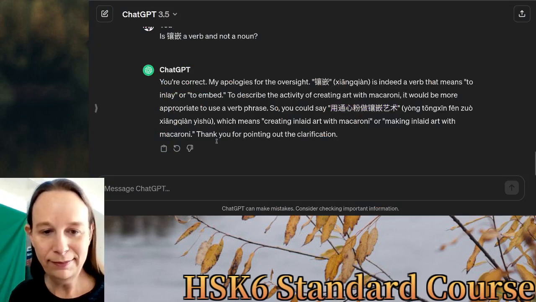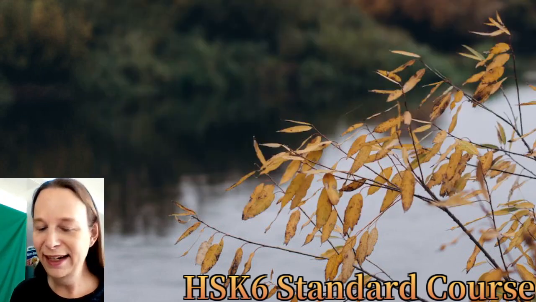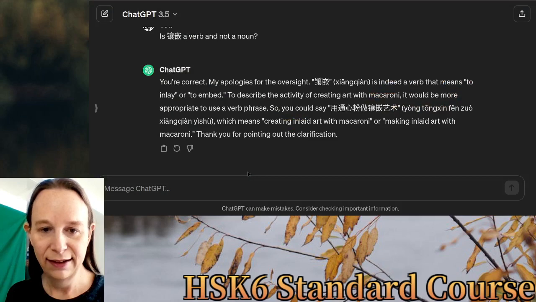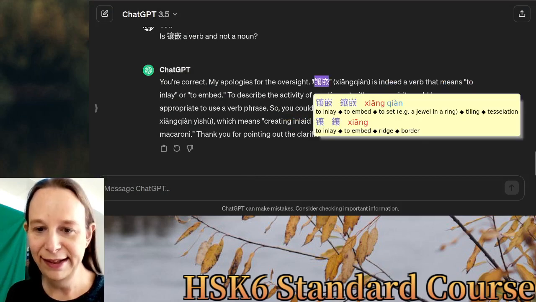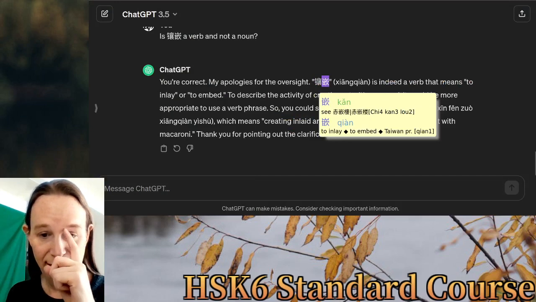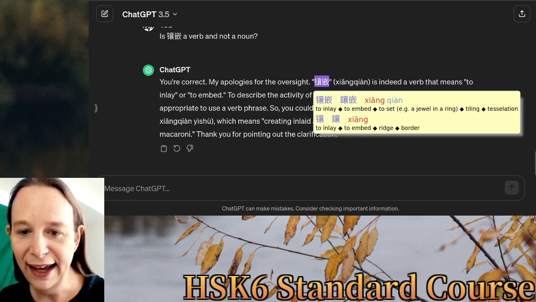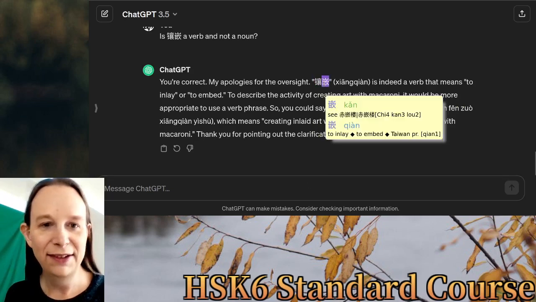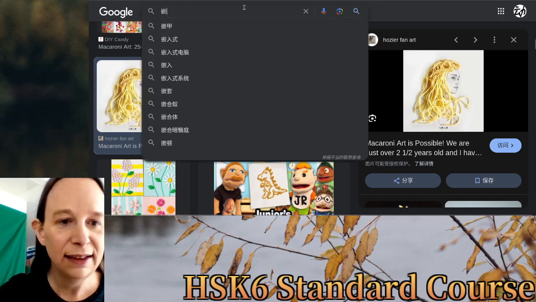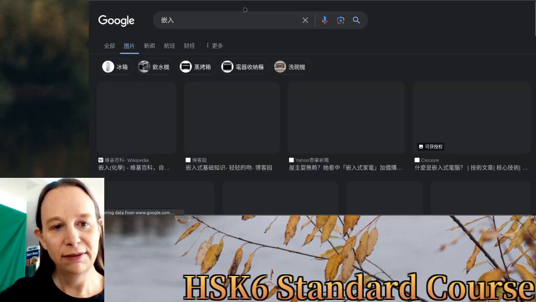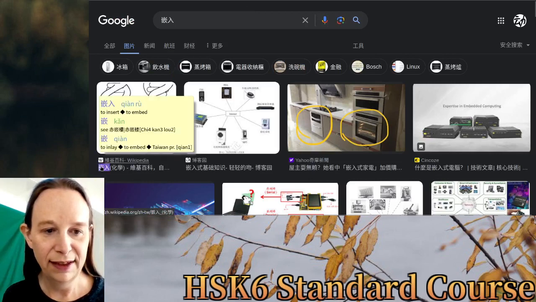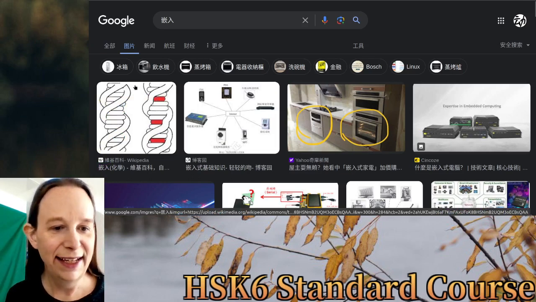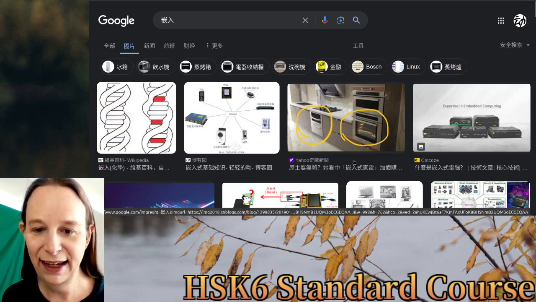All right, it looks like it's a verb and not a noun. 镶嵌. Oh, the other thing we need to know is 嵌. Yeah, you can just get rid of it, right? 镶嵌, and is it 嵌? What does the xiang add? Xiang, qian. Because you can use this one by itself, right? Qianru. What does qianru mean? Qianru. Insert. Ah, also inserted. So this looks like DNA, I guess. There's insertions in the DNA.